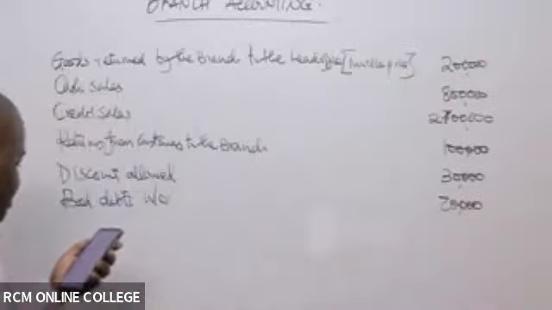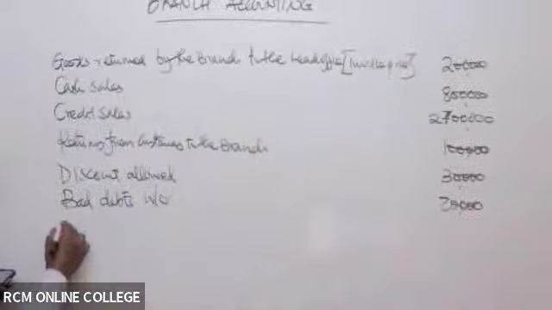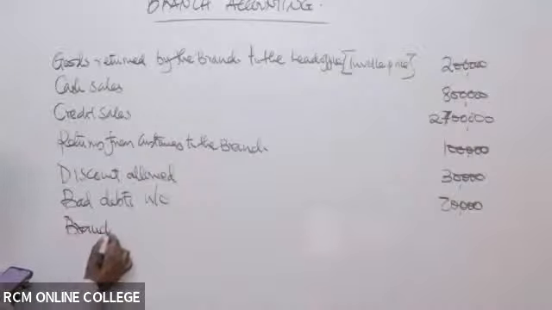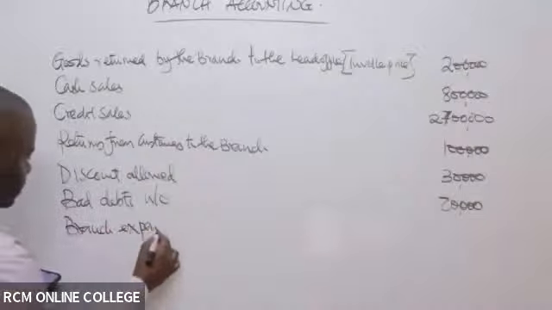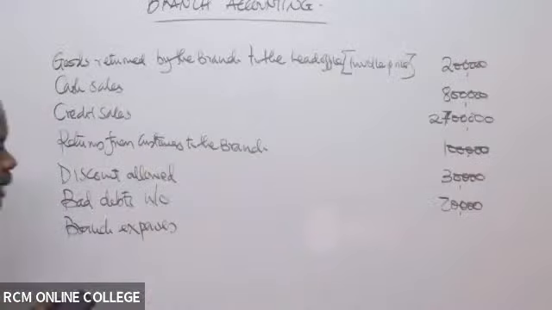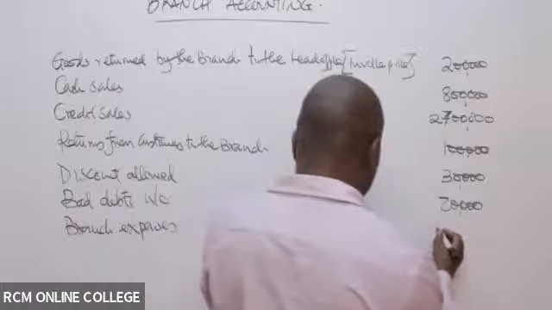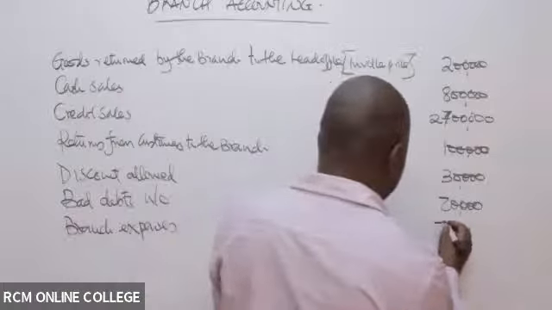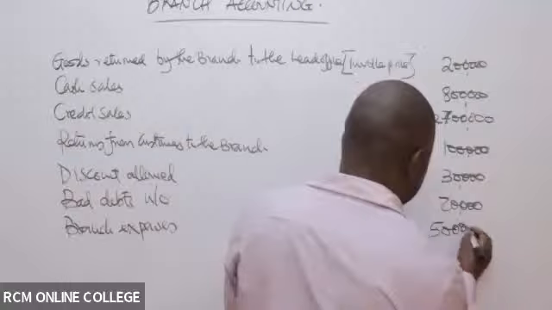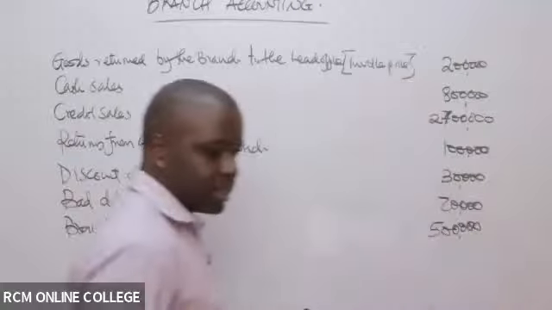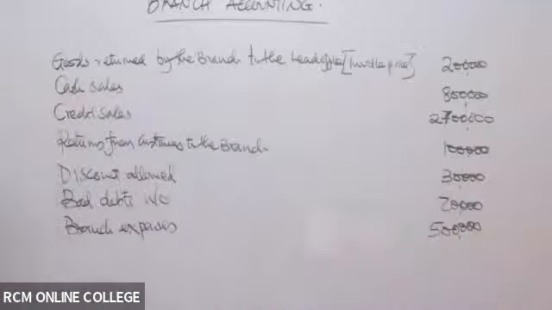Then branch expenses. In that branch in Nakuru, they incurred some expenses. If you are to come up with a P&L for the branch, you have to consider this as an expense for the branch. It will reduce the profit for the branch. So the branch expenses were 500,000.